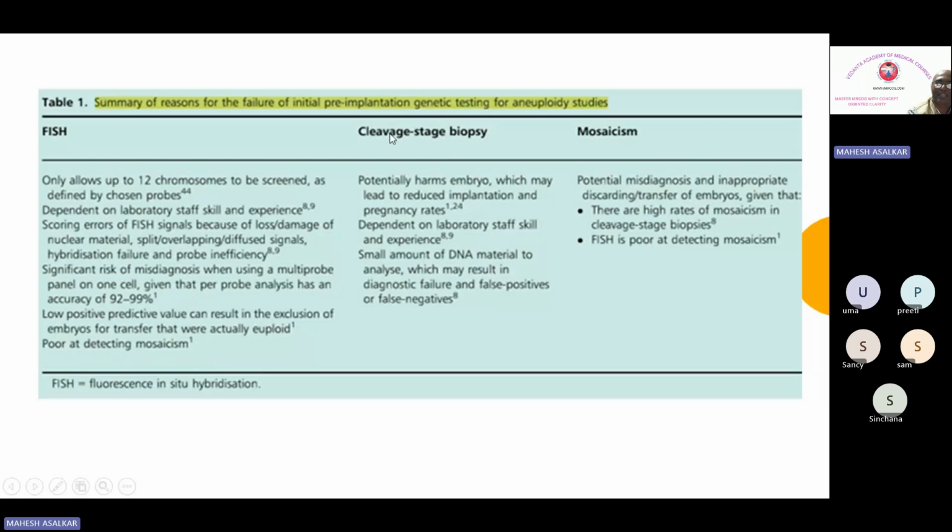Now, what are the problems with cleavage stage biopsy? This potentially harms the embryo, which may lead to reduced implantation and pregnancy rates. It depends on the lab and staff skill and experience.